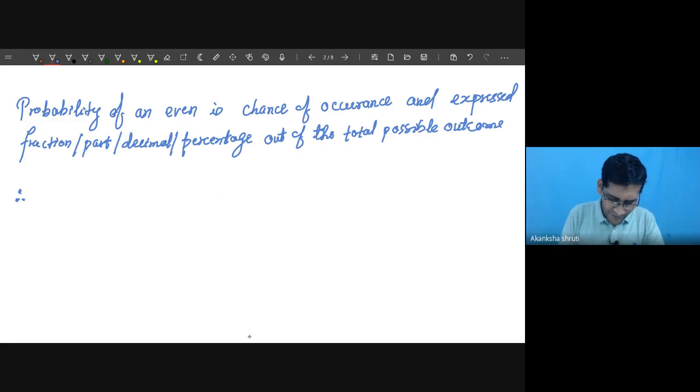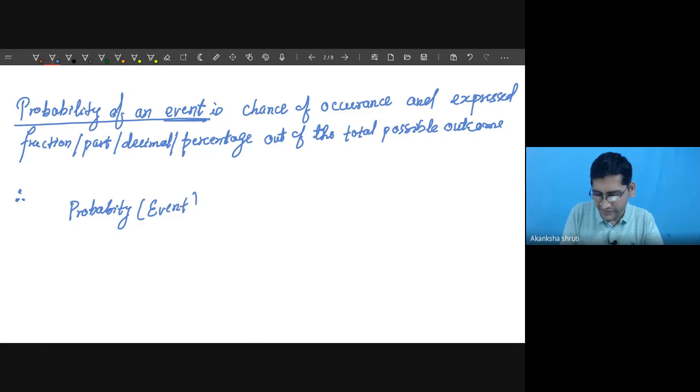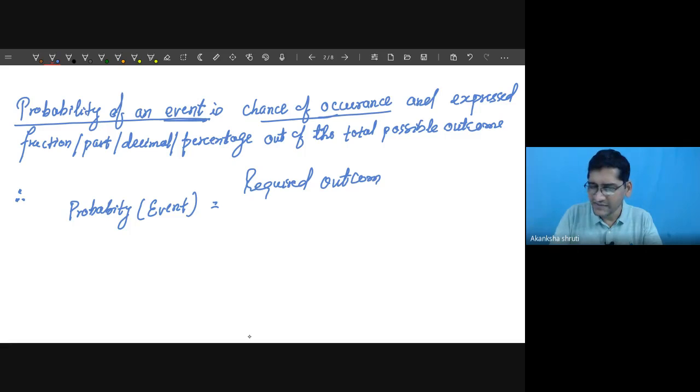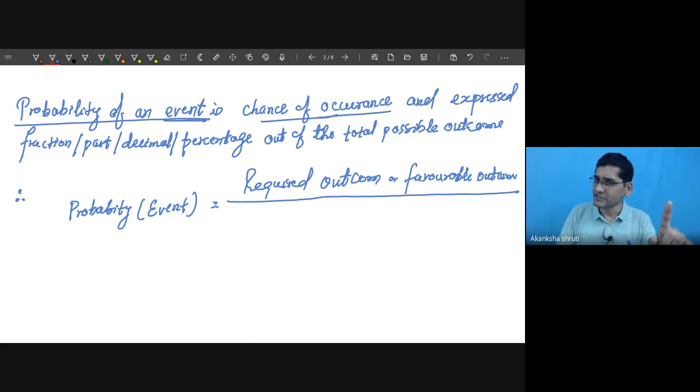So therefore, in symbol form, probability is always associated with a particular event, and it is denoted by P. Probability is associated with any event, and it is the occurrence of the one which is desirable for us. So it is the required outcome, sometimes also called the favorable outcome, divided by, for the same experiment we are doing, or random experiment, the total possible outcome. So the definition is like this.